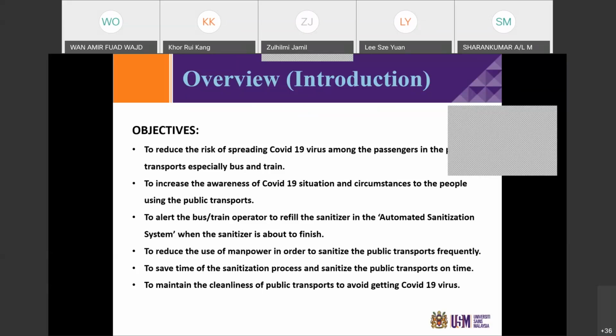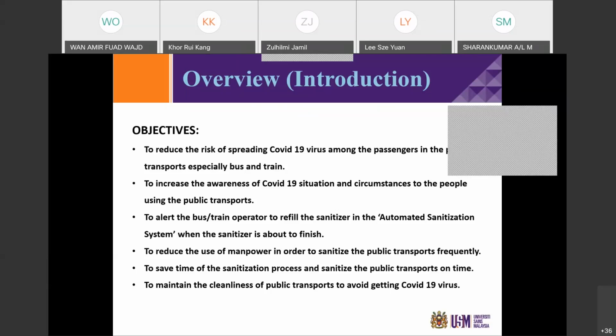Then it is about to reduce the use of manpower in order to sanitize the public transport. Moreover, it's also about to save time of the sanitization process. This is because normally people need to use manpower to sanitize the public transport, so this will take up a long time to finish the process of sanitization. So our project will save the time of the sanitization process.